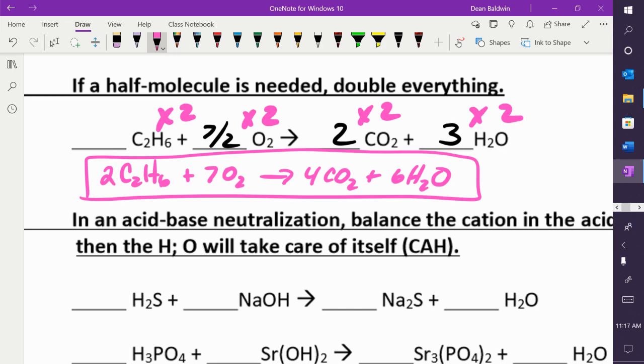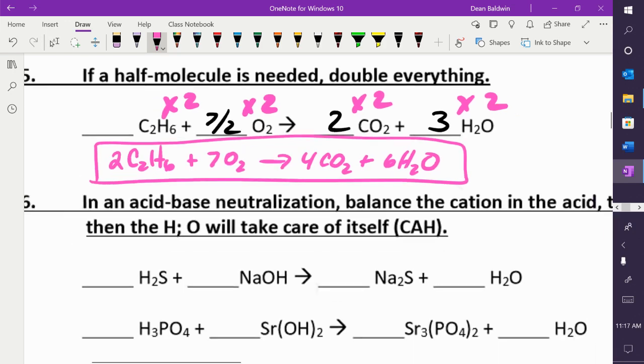Then what should you do before you move on? Check it, just to make sure. 2 times 2 is 4 carbons, 4 carbons. 2 times 6 is 12 hydrogens, 6 times 2 is 12. 7 times 2 is 14 oxygens. 4 times 2 is 8, plus the 6 here is 14 oxygens. All right, are we okay?